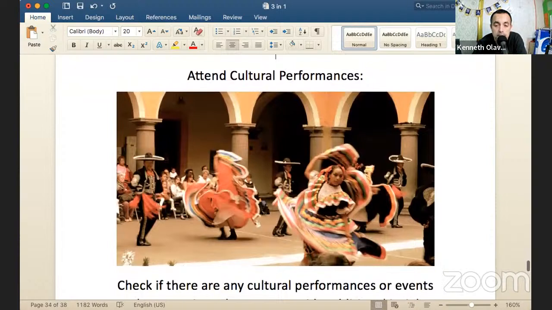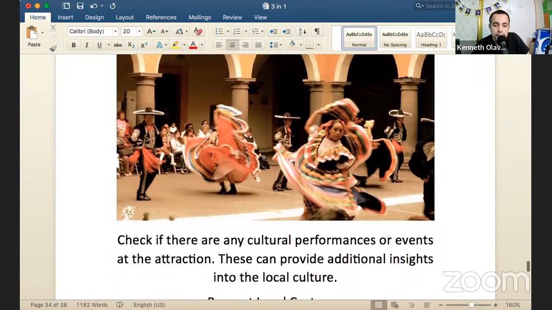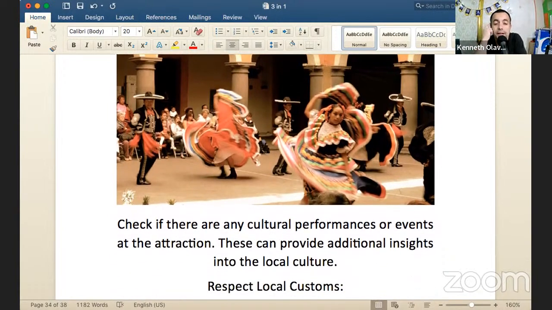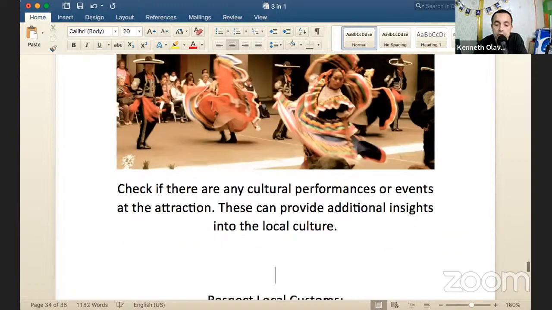Attend cultural performances. Very important. Check if there are any cultural performances or events at the attraction. This can provide additional insight into the local culture. See, if you do this, you can get the sympathy of the locals.